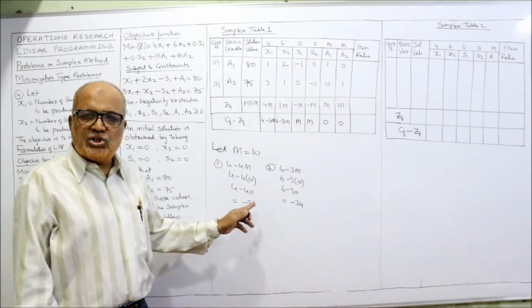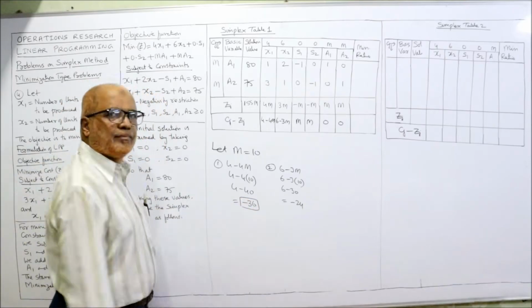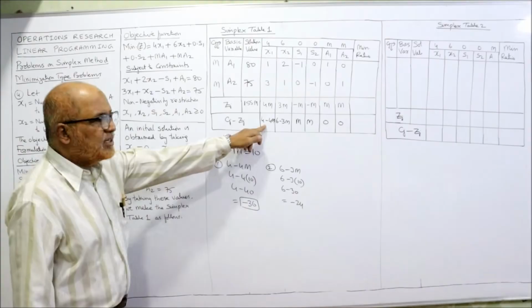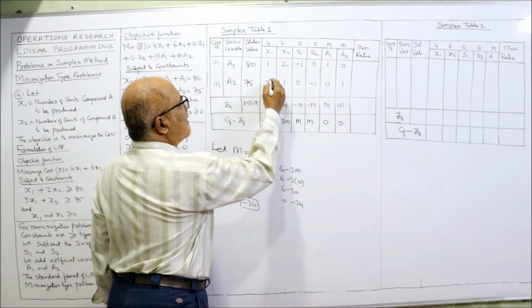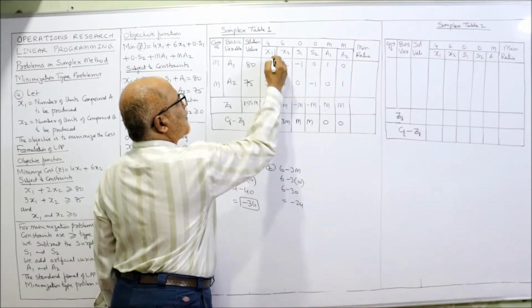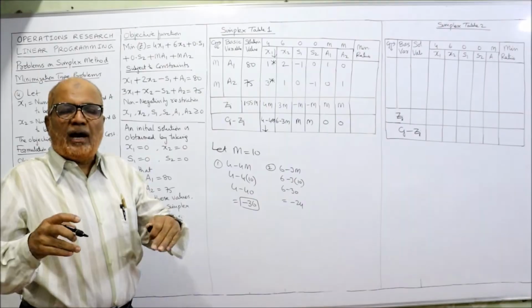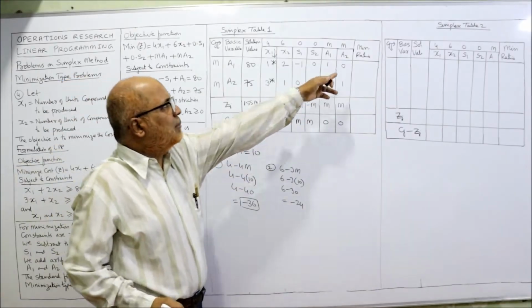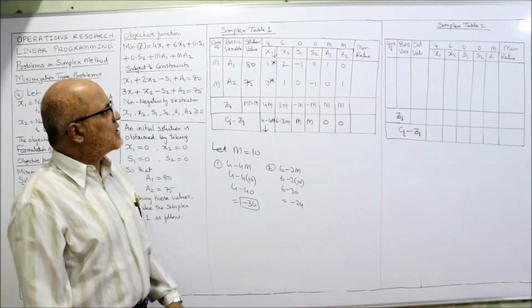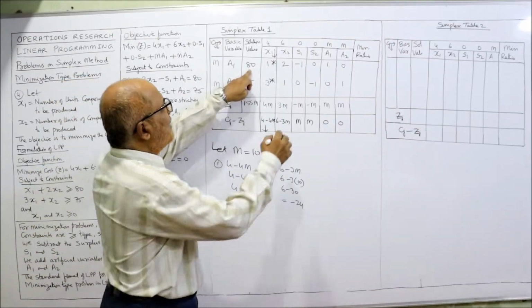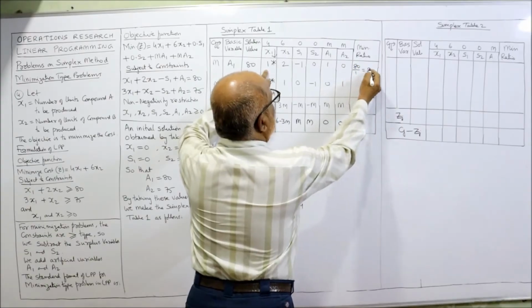So which is the most negative here? Minus 36 is the most negative. So minus 36 is for this one. So this is the entering variable in the next iteration. Next table, x1 will enter. Now which item will depart? It depends on the minimum ratio. As usual, solution value divided by intersectional element. What is the solution value here? 80. 80 divided by 1. 80 divided by 1 is equal to 80.